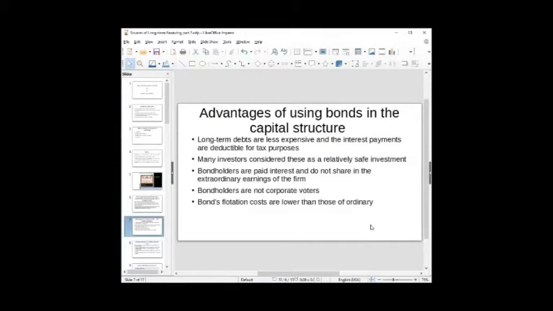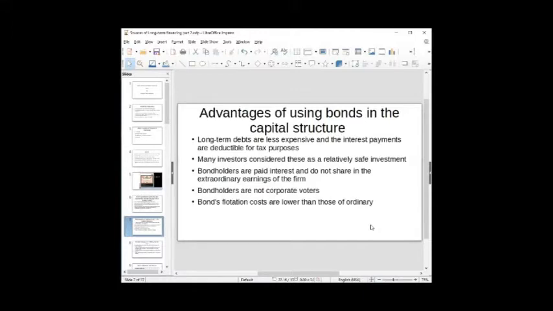Many investors consider this a relatively safe investment. Yes, of course, because in bonds, there's no such thing as speculative risk. That means that in speculative investments, there is a possibility that your investment will have a lesser value. No matter what happens in the market, the value of your bond remains the same until the time of maturity. The bondholders are paid interest and do not share in the extraordinary earnings of the firm.